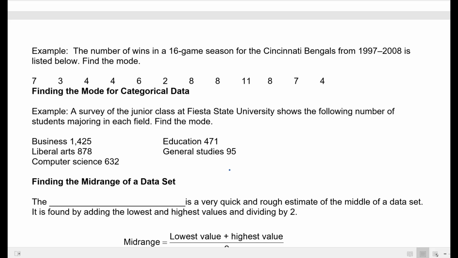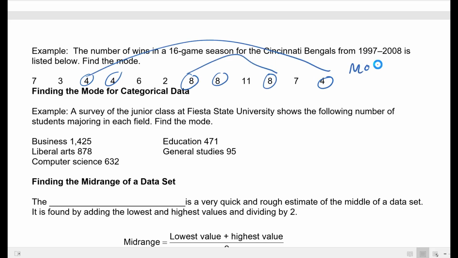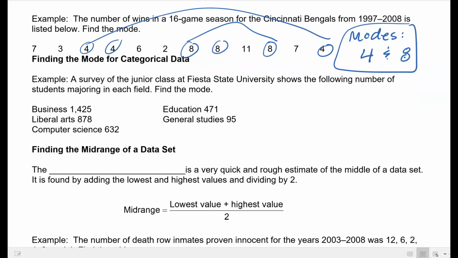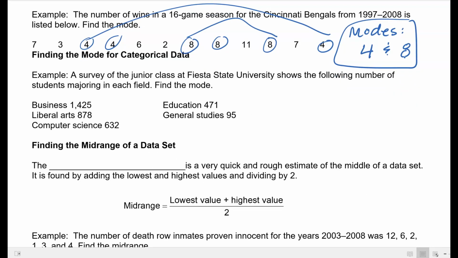Let's look at one where this one has more than one mode here. So it looks like 4 repeats 1, 2, 3 times, and 8 repeats 1, 2, 3 times. So since they both repeat 3 times, we're going to say the modes, there are 2, are 4 and 8. Okay. Let's do one more with mode.